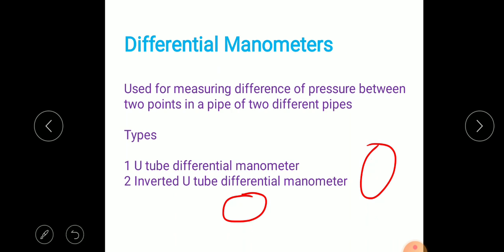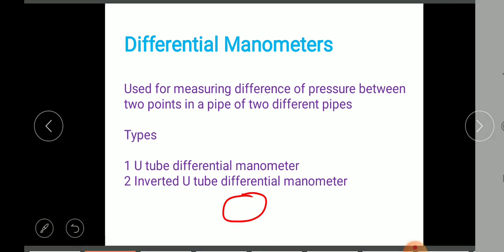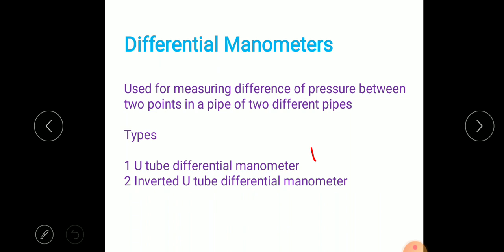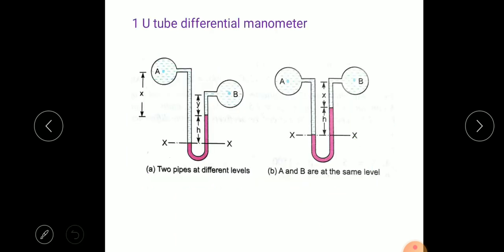So there are two types of differential manometer. One is the U-tube differential manometer, like the U-tube manometer, and the second one is the inverted U-tube differential manometer. So first we see them one by one. First we see the U-tube differential manometer. There are again two cases.